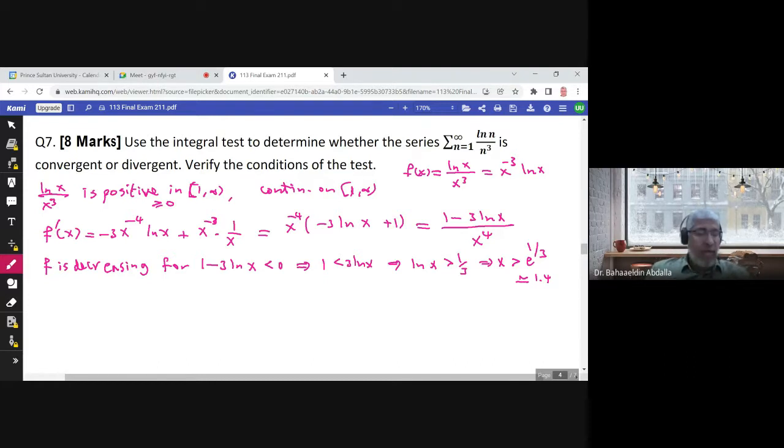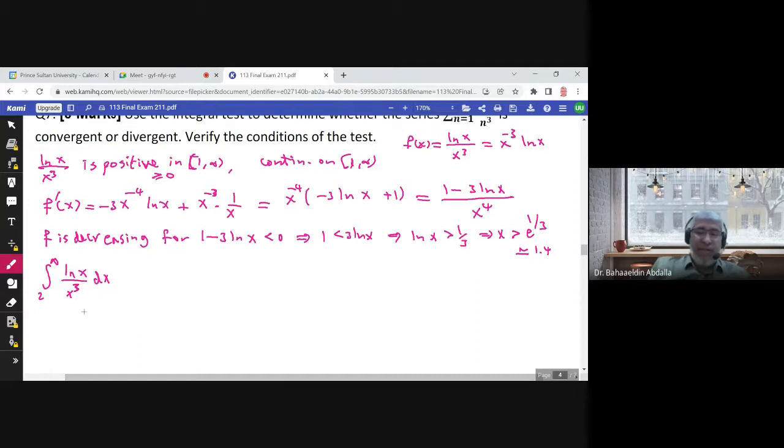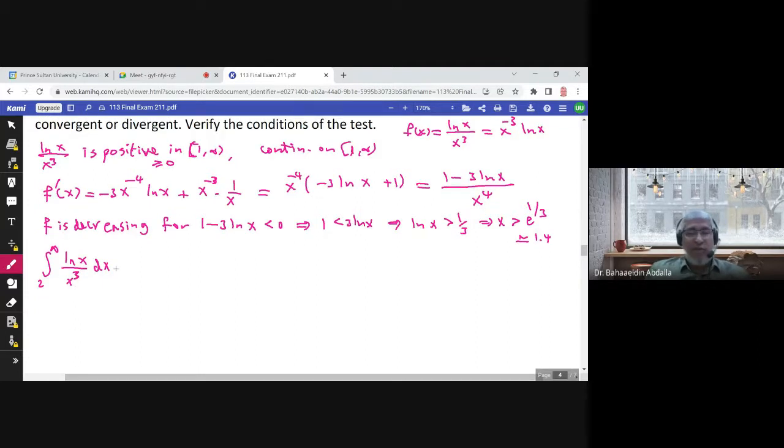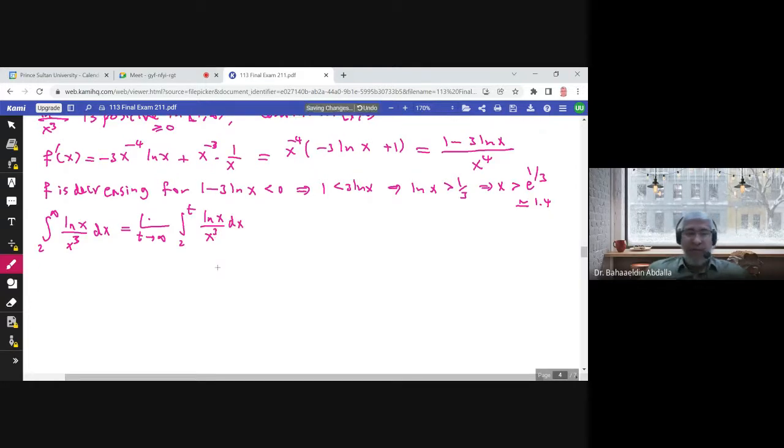I will find the integral from 2 to infinity of the function ln x over x cubed, the improper integral. That's the integral test. It says if the function is positive, continuous, and decreasing, then find this integral. And if this integral is convergent, then the series would be convergent. Again, this is an improper integral, so we write it like this: from 2 to t of ln x over x cubed dx. And now we need to find this integral.